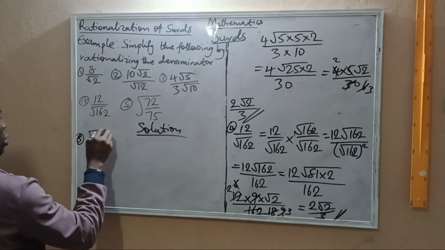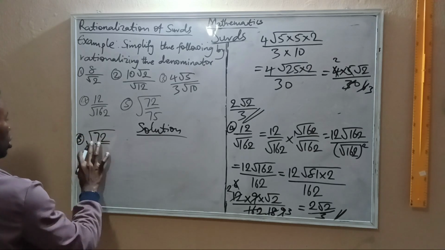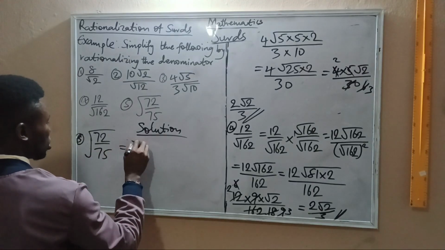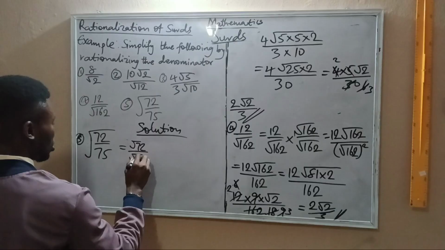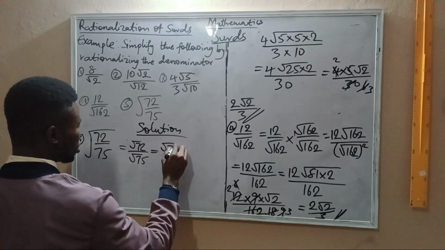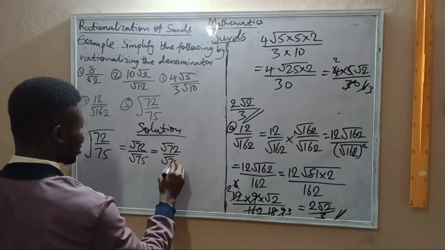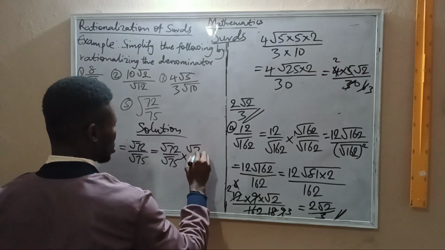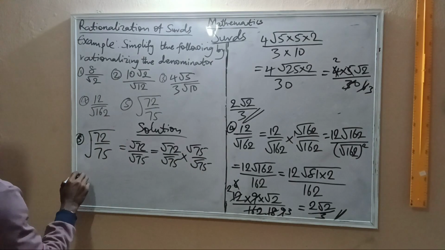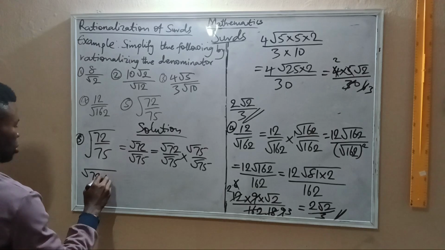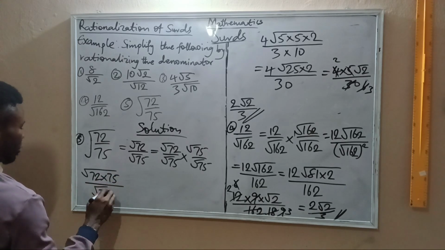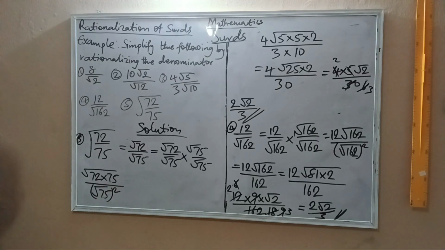Number 5, sod 72 over 75, and this is equal to sod 72 over sod 75. This is equal to sod 72 over sod 75 multiplied by sod 75 over sod 75. And that is equal to sod 72 times 75 all over sod 75 squared.